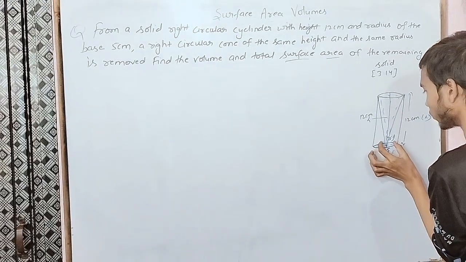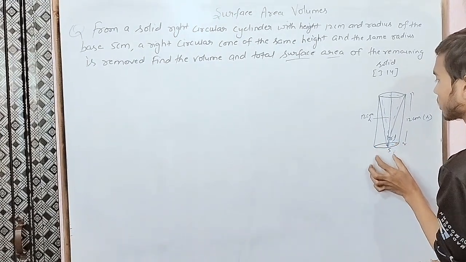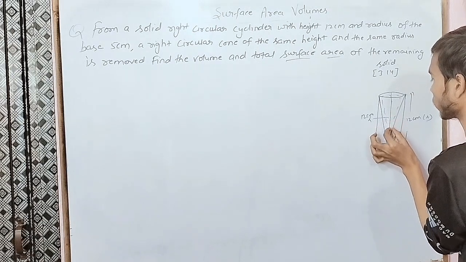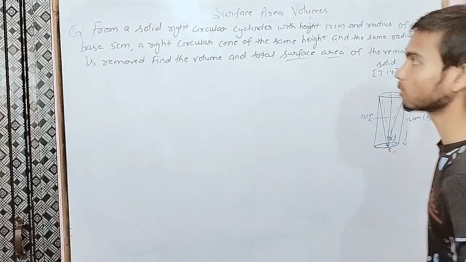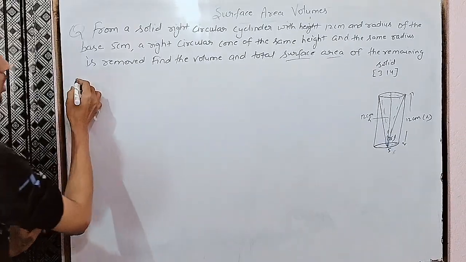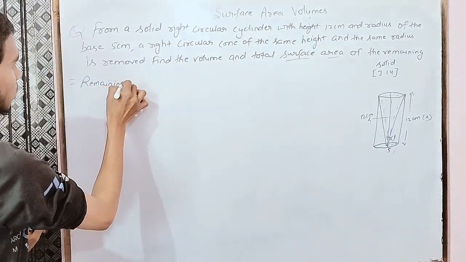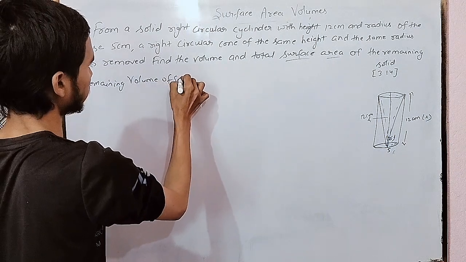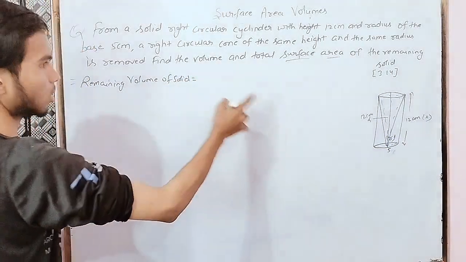We will find the total volume of the cylinder, then the total volume of the cone. We will subtract the total volume of the cone from the total volume of the cylinder. Now here we can write the remaining volume of a solid.